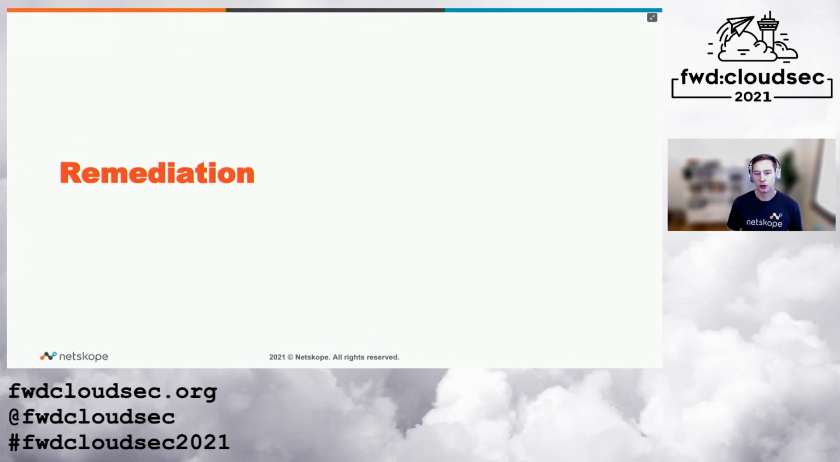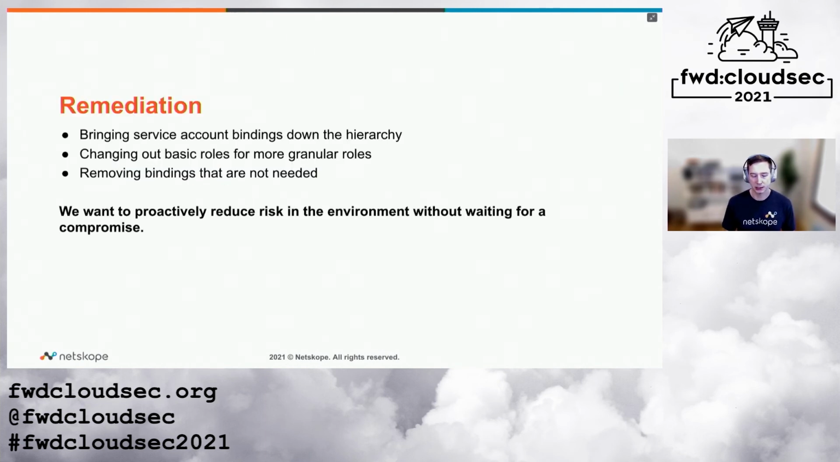Okay, so let's say that we are able to audit this and continually monitor it and get these alerts that we have some privilege escalation paths that we need to be concerned with. How do we remediate it? Well, there are some basic steps, especially in this particular situation. Number one, you can bring down the service account bindings down the hierarchy. So instead of making it an owner at the organization level, maybe you can make it at the folder level or project level or resource level. Also, you should probably change out the basic roles for more granular roles. Or lastly, there may be some legacy bindings that aren't needed anymore, and you can remove those altogether.